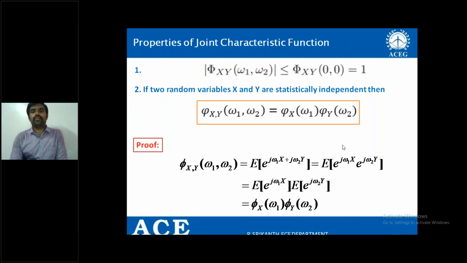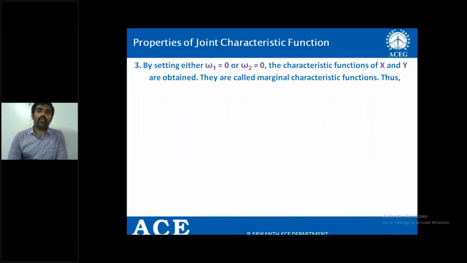That is, if omega 1 equals 0, there is no e power j omega 1 x. If omega 2 equals 0, this exponential term is going to vanish, and we are left with only either e power j omega 1 x or e power j omega 2 y, right? If any one variable, either omega 1 or omega 2, equals 0, then the characteristic functions of x and y are obtained. They are called marginal characteristic functions.